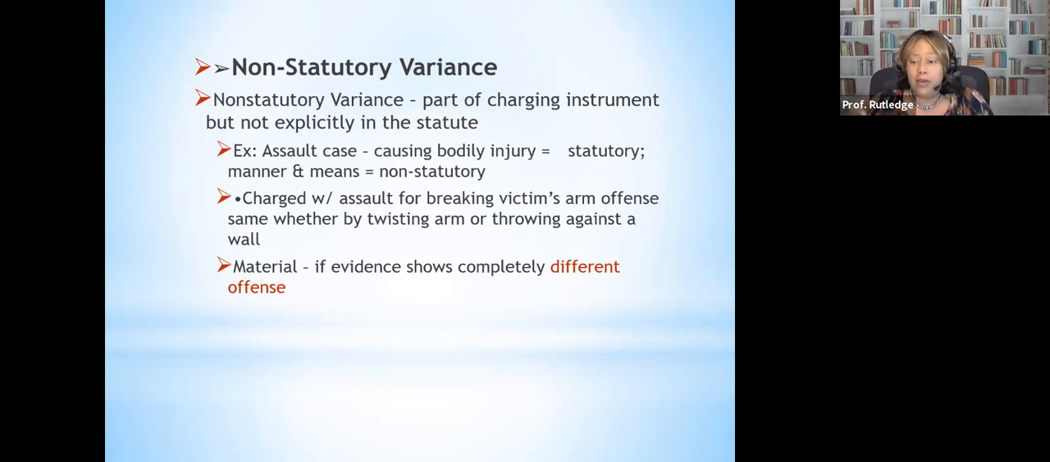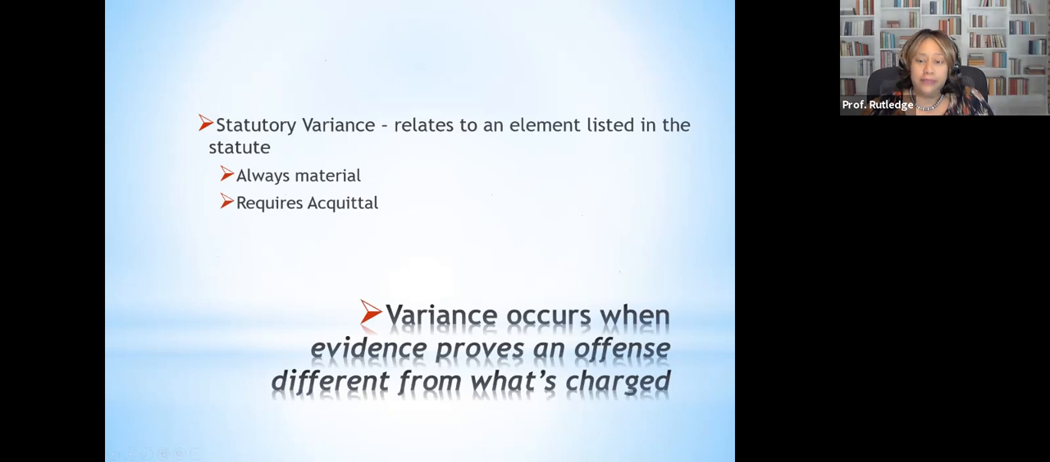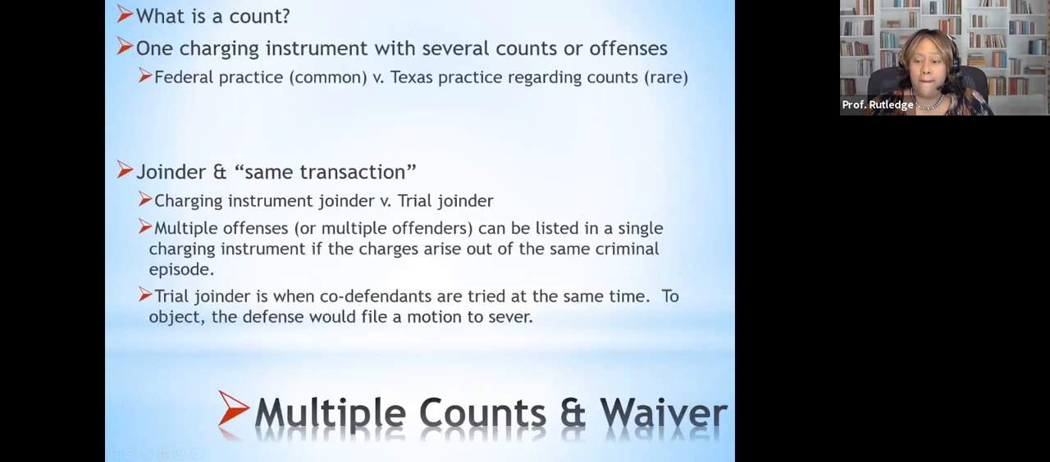It would be material if the evidence showed something completely different as an offense. Okay. We haven't changed the offense by the manner and means in that example. Hopefully that makes sense, and I'll be happy to clear this up when we're in class together. Statutory variance relates to an element listed in the statute. Always material, requires acquittal. This is just a recap. Variance occurs when the evidence proves an offense is different from what's charged.